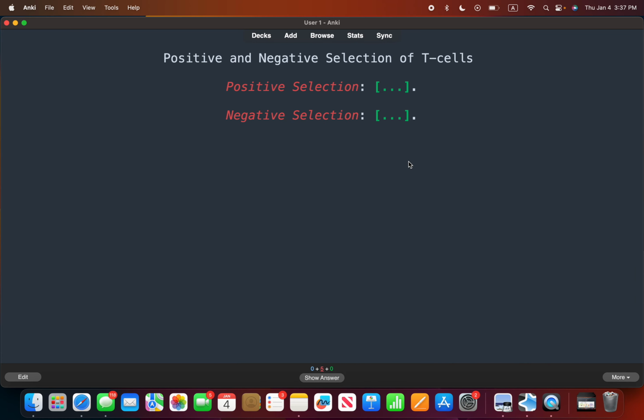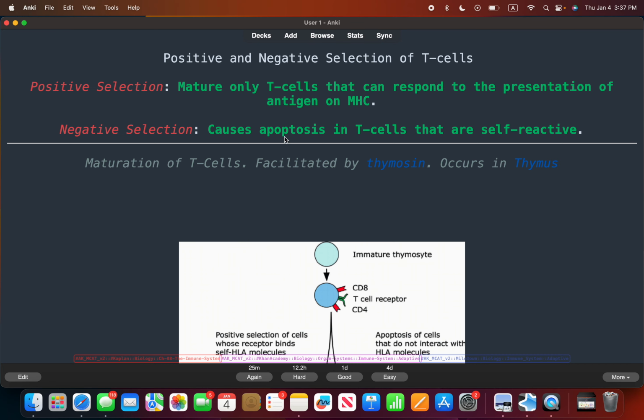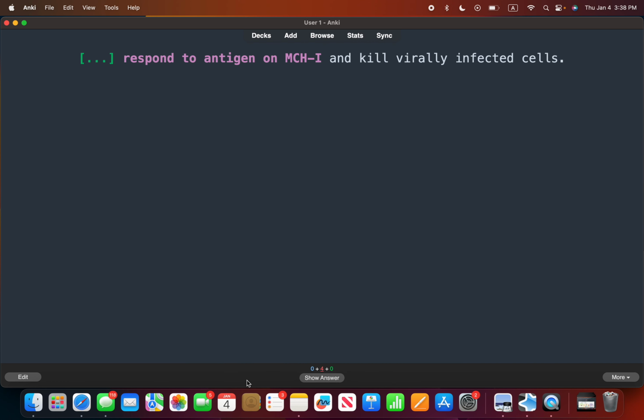Okay. Oh, we have positive and negative selection of T cells. So positive selection is selecting any T cells that have the MHC presenting pathogen on them, and negative selection is any of them that don't have it, kind of. So it causes apoptosis in T cells that are self-reactive. But positive selection is mature T cells that respond to the presentation of antigen on MHC.